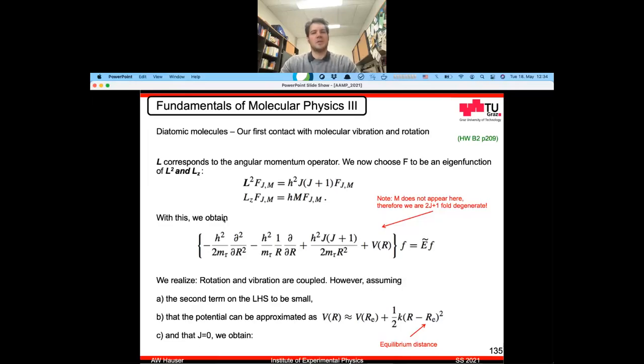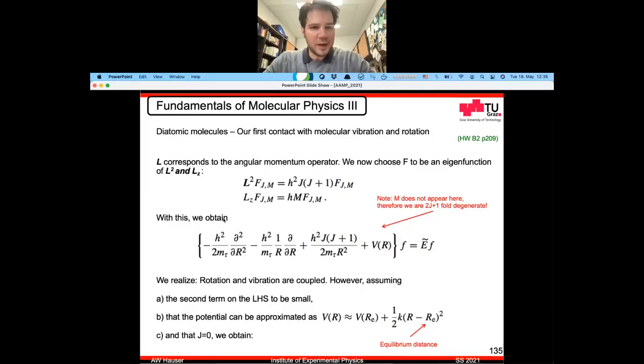Now, since L corresponds to the angular momentum operator, we can take advantage of this by choosing F to be an eigenfunction of L squared and of Lz. If we assume that our nuclear wave function is of this form, then we can simply replace the operator by the corresponding eigenvalue that belongs to the value of the angular momentum.